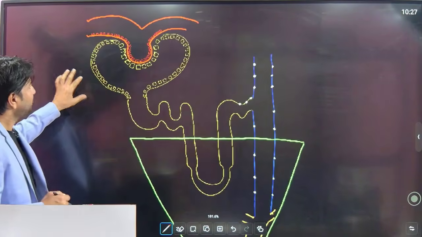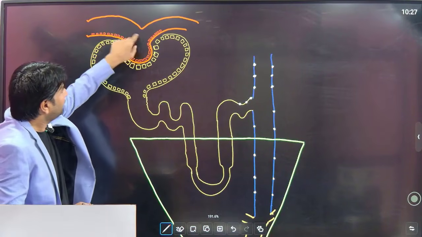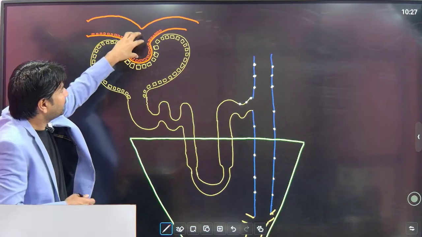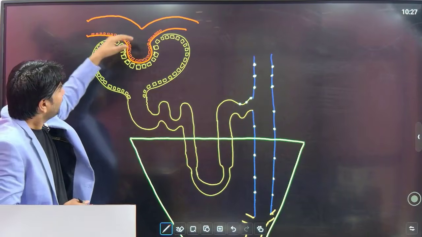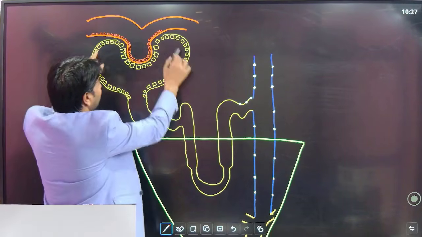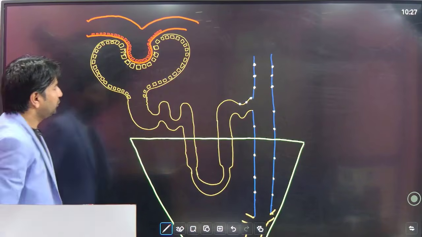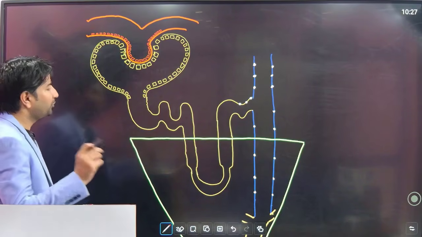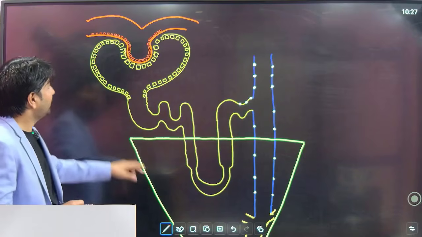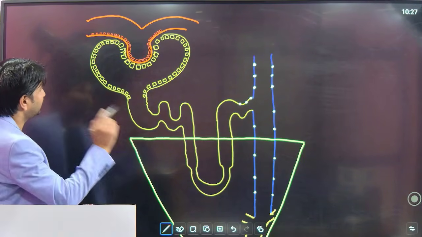This is the nephron, and within the nephron, there's a section with a network of capillaries. This is called a glomerulus, and the part below it is called Bowman's capsule. Usually, in nephrotic syndrome, the filtration barrier is damaged. This barrier is composed of three things.